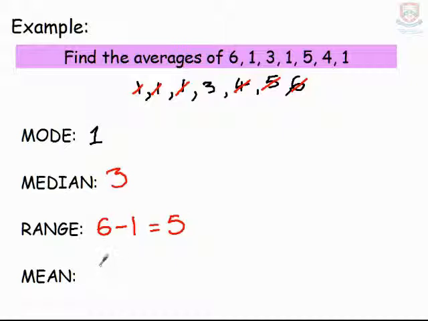The final question, mean, is the one that takes the most calculations. Firstly, let's add together all of our numbers. 6, add 1 is 7, 10, 11, 16, 20 and 21. So if I add together all of my data, all of these numbers, I get the number 21. But how many numbers do I have? 1, 2, 3, 4, 5, 6, 7. So I'm going to divide by 7. I'm going to split this 21 back up between the values. So 21 divided by 7 gives me a mean of 3.